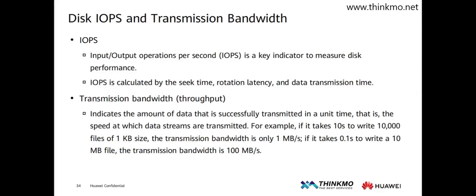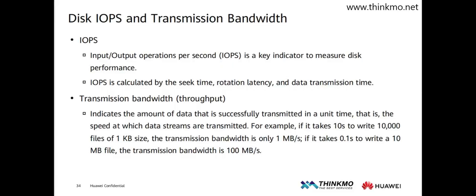In practical applications, we choose the appropriate hard drive based on different needs. For example, what do we need more in a database server? We need higher IOPS to quickly respond to read and write requests, right? We also need enough transmission bandwidth to handle large amounts of data. In a scenario like a database, both of these need to be higher. This is a main comparison between the two.